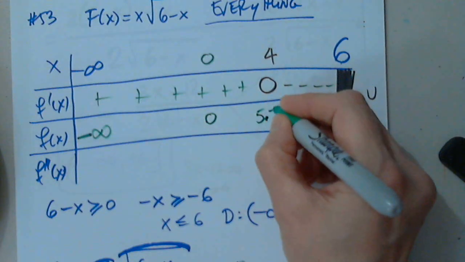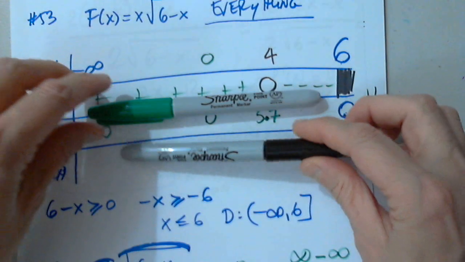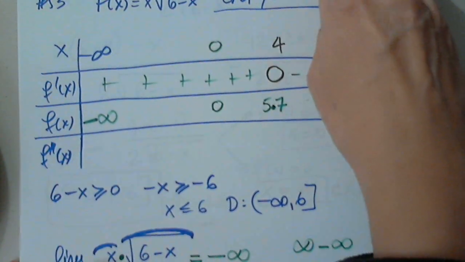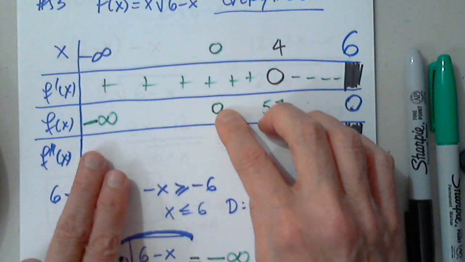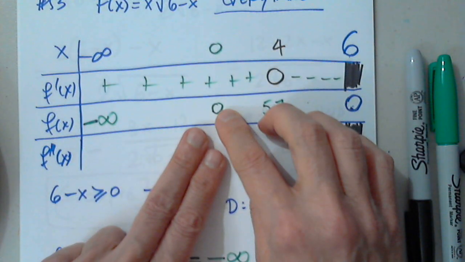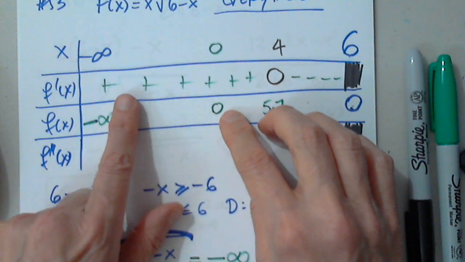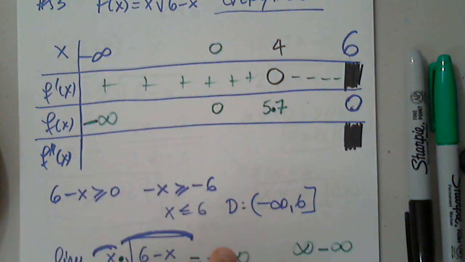So 5.7. At this point, I need to make sure that these two rows are not in conflict. They cannot be in conflict. If they are in conflict, then I know, oops, something is fishy. Okay, so let's check. From negative infinity to 0, what does the function do? Increase. Is that supported by the sign of the derivative? Yes. Awesome.